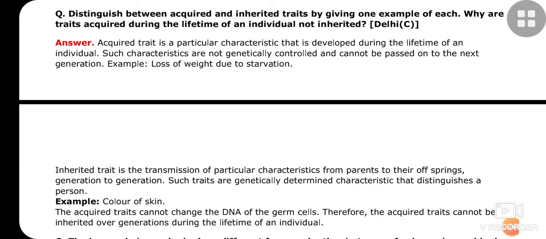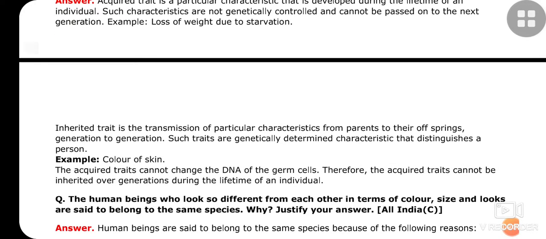The answer is, acquired trait is a particular characteristic that is developed during the lifetime of an individual. Such characteristics are not genetically controlled and cannot be passed on to the next generation. The example is loss of weight due to starvation. Inherited trait is the transmission of particular characteristics from parents to their offsprings, generation to generation. Such traits are genetically determined characteristics that distinguish a person. Example is color of skin.